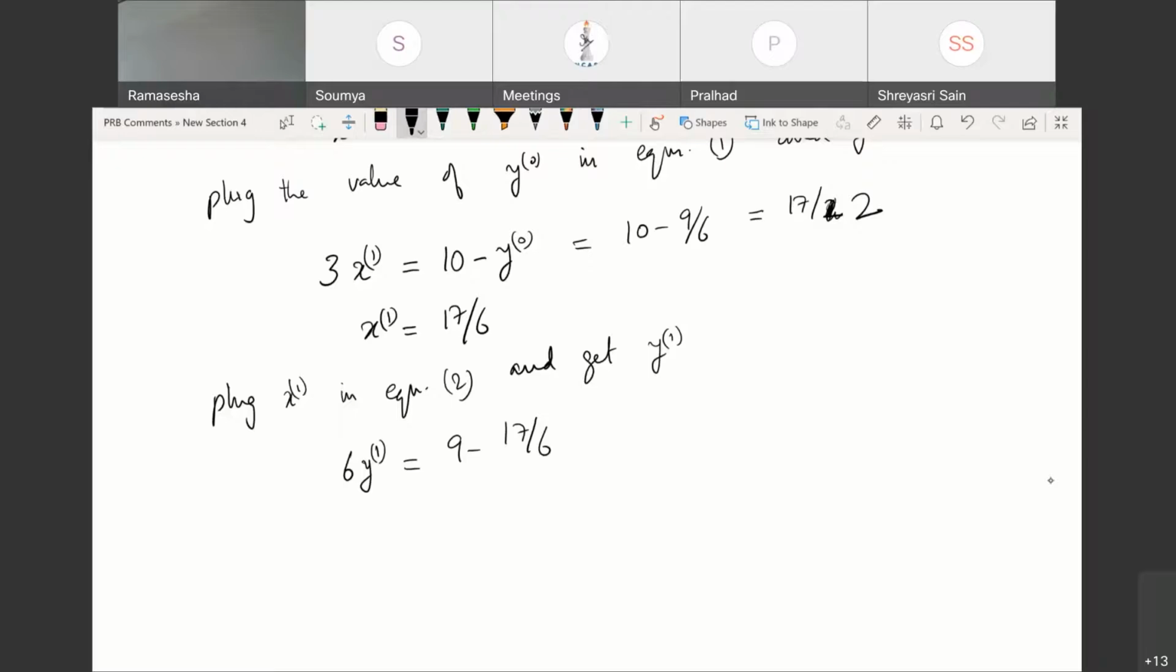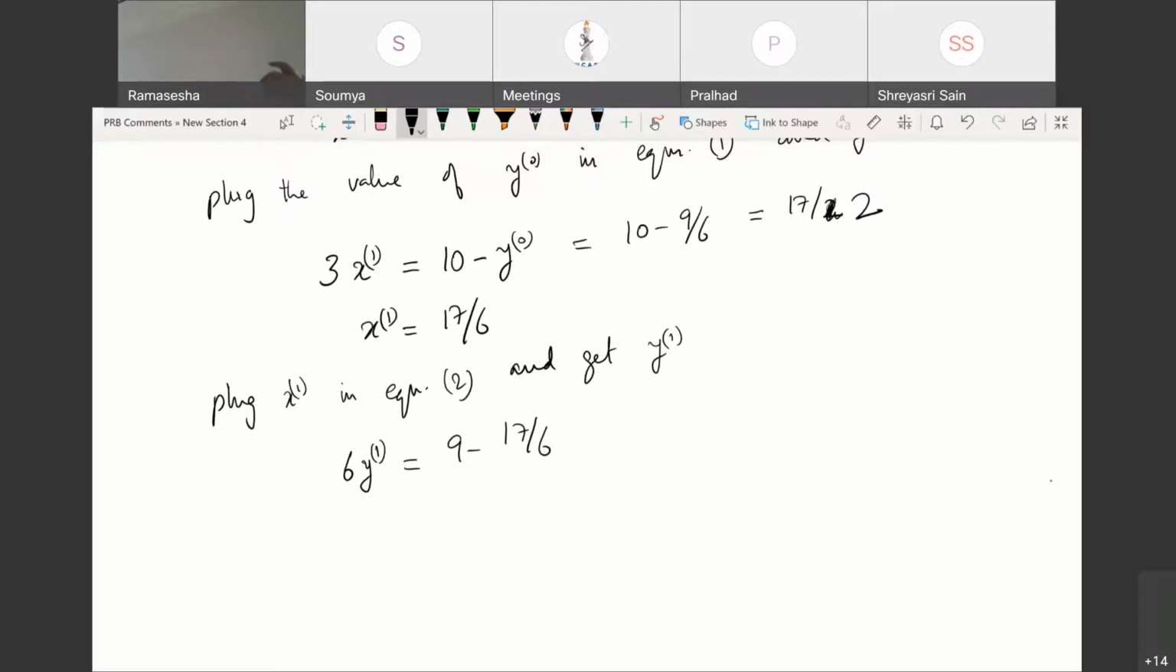How much is 10 minus 9 by 6? 10 minus 1.5, right? How much is 10 minus 1.5? 8 and a half. You people can't do arithmetic in your mind. 8.5, which is 17 by 2. Yes, sir.